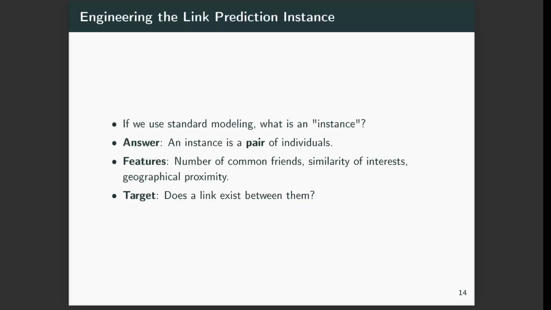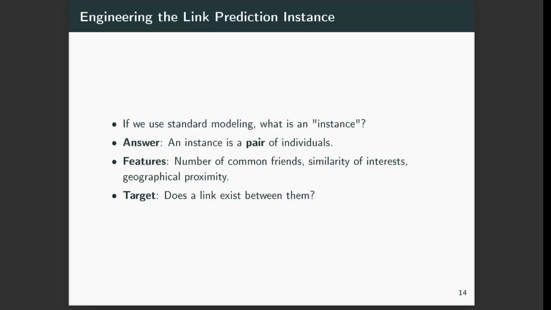Each row in our training dataset represents a pair of entities, say person A and person B, and the label for that row is, does a link currently exist between them? If yes, the label is 1. If no, the label is 0. Now we need features to describe each pair. And this is where the analytical engineering creativity comes in. We ask, what characteristics of the pair are predictive of whether a link should exist?